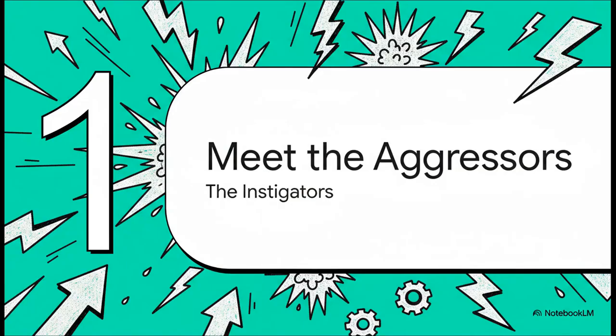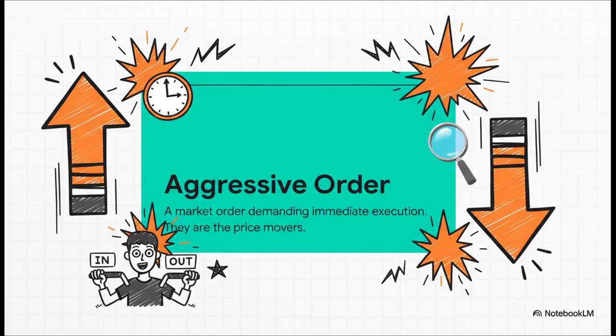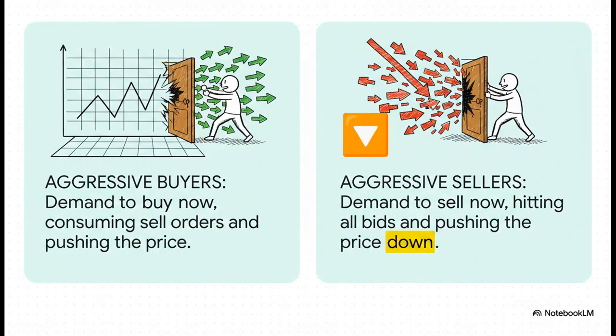All right, first up, let's meet the instigators, the ones who really get the party started and make things happen, the aggressors. So, an aggressive order is all about one thing: urgency. It's basically a trader shouting, I want in now, or I want out now, and I do not care what the price is, just get me in. And because they demand to be filled right away, these are the orders that physically shove the price up or down.